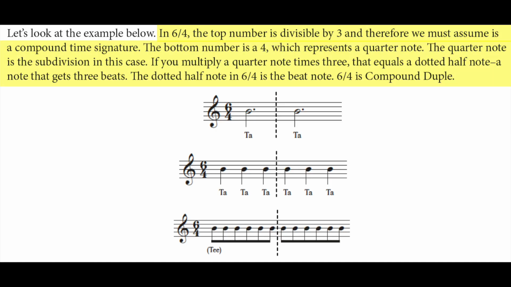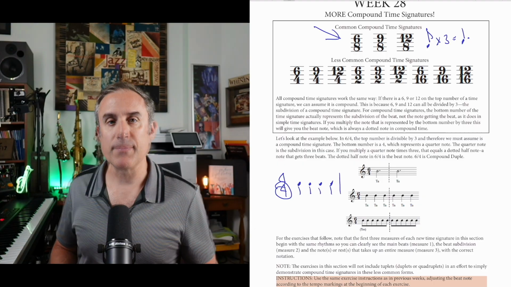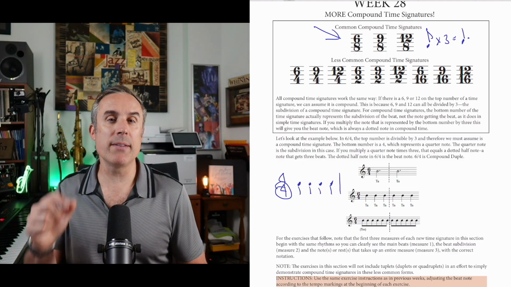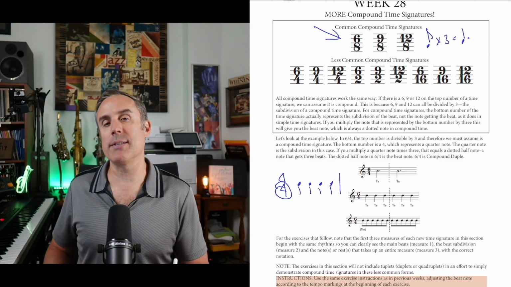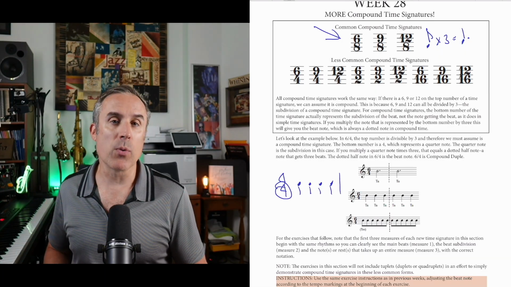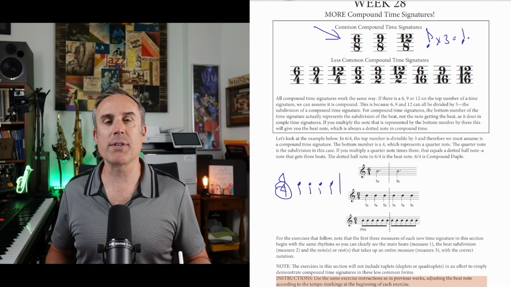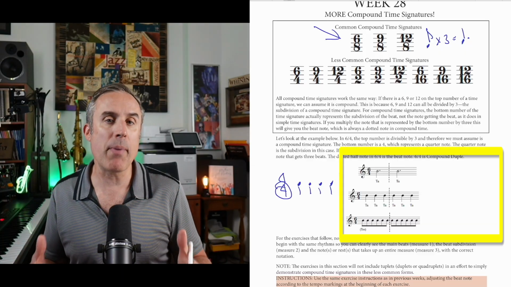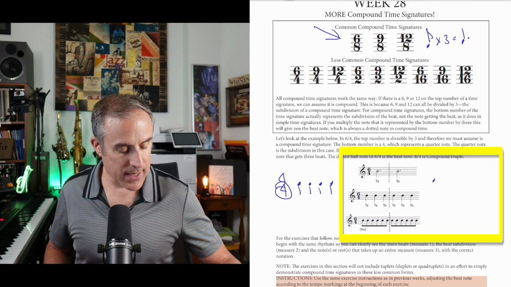6-4 is a compound duple time signature, which means there are 2 beats in the measure and the dotted half note gets the beat, and that dotted half note can be broken down into 3 equal quarter notes. Let's do the math one more time. We're in 6-4, we know the bottom number's a 4, which represents a quarter note.